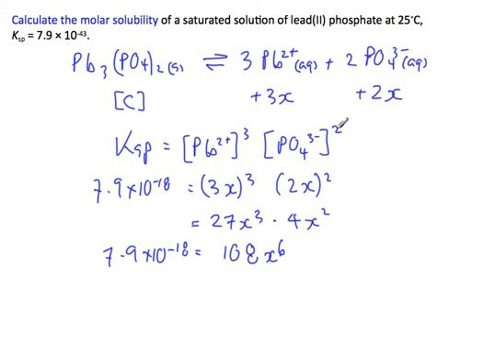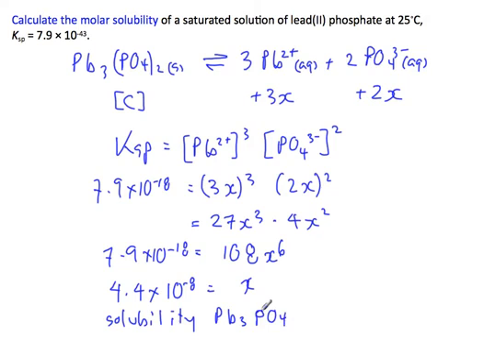So just notice when you have a more complicated KSP expression, more complicated x values, you get a slightly more complicated x to solve for. But that said, x is still solvable. So you just divide by 108 and then take the 6th root, and you get 4.4 times 10 to the minus 8 moles per liter. So the solubility of lead 2 phosphate is 4.4 times 10 to the minus 8 moles per liter.